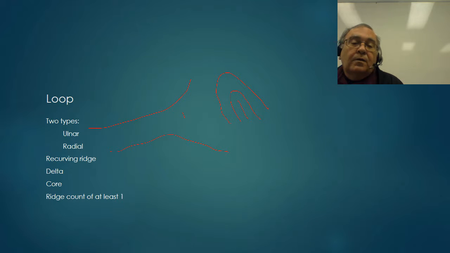And they have a delta, which could be a short ridge or any type of ridge, and they have a core. This would be your core right in here, and there has to be a ridge count of at least 1. So we don't count the delta, as you know, and we go from here, imaginary line, to the core, and we don't count the core, but this would be a ridge count of 2. So it meets the criteria for being a loop, as it has more than 1 ridge count.